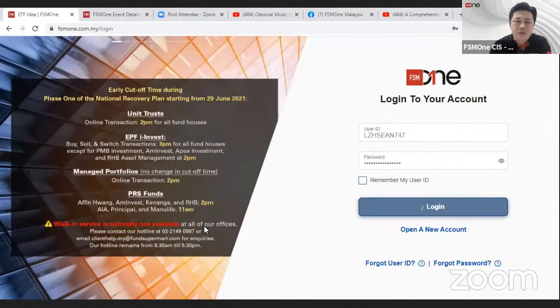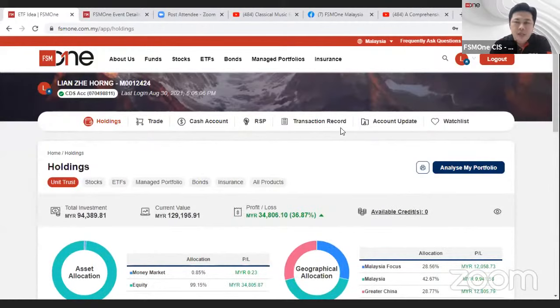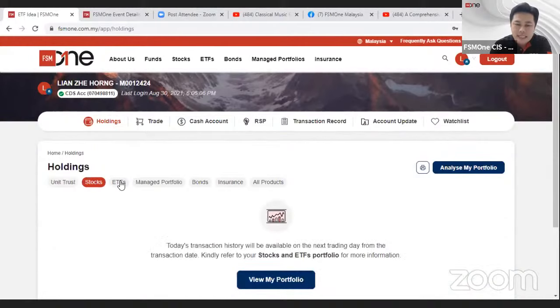I will guide you through how to place an order online. Okay, so once we log into our accounts, by default, you will land on your holding page. So just now, as I mentioned in my slide, if you go to the holding page, stock and ETF, the pricing shown over here will always be the last day end price, which means yesterday's price for the holdings that appear in stock and ETF over here.